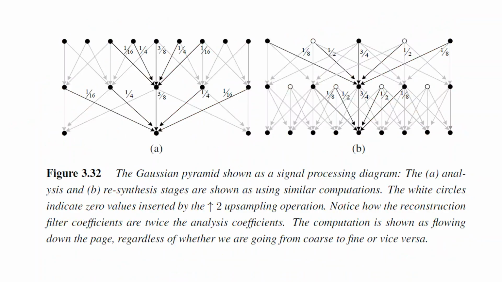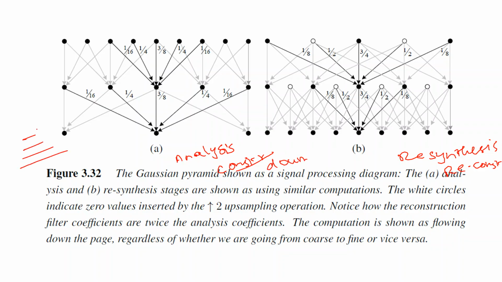Okay, so this image represents the Gaussian pyramid. The left one represents analysis and the right one represents resynthesis. So this is pyramid construction, this is reconstruction. In construction, what are we performing? Downsampling. Pyramid construction means the higher image should be reduced. So on pyramid construction, we will perform downsampling. On pyramid reconstruction, we will perform upsampling.